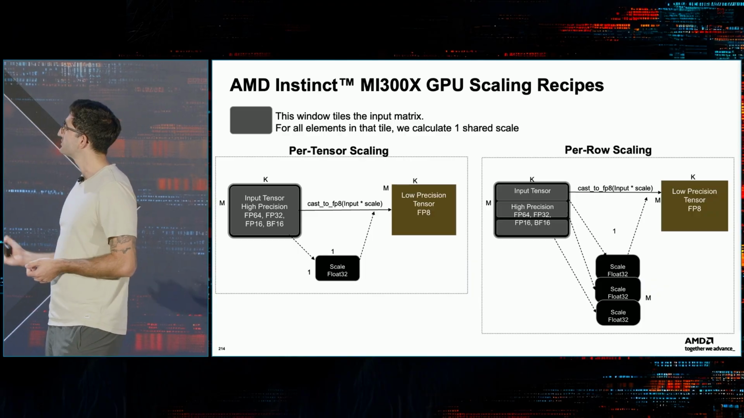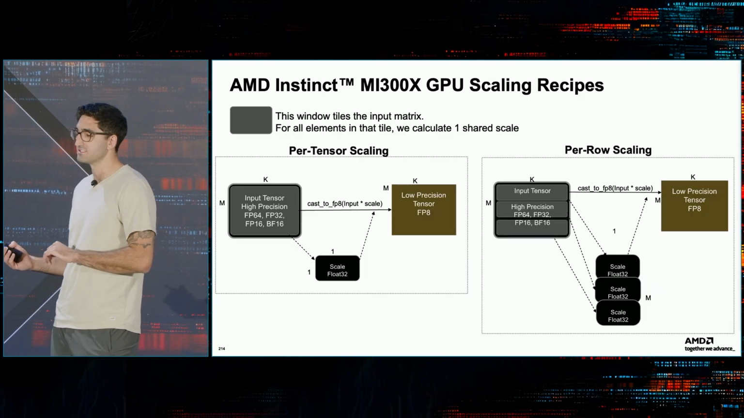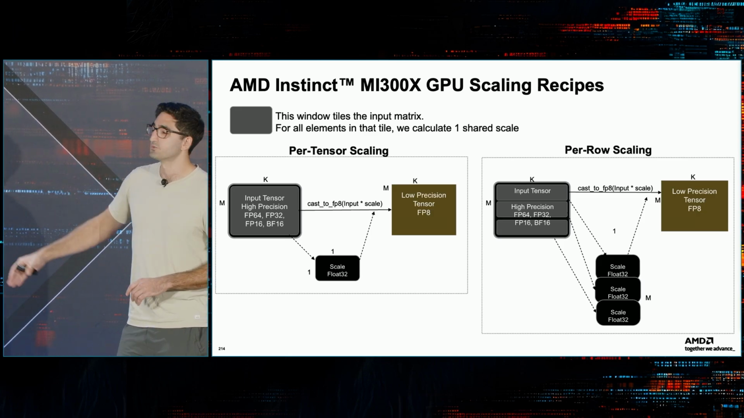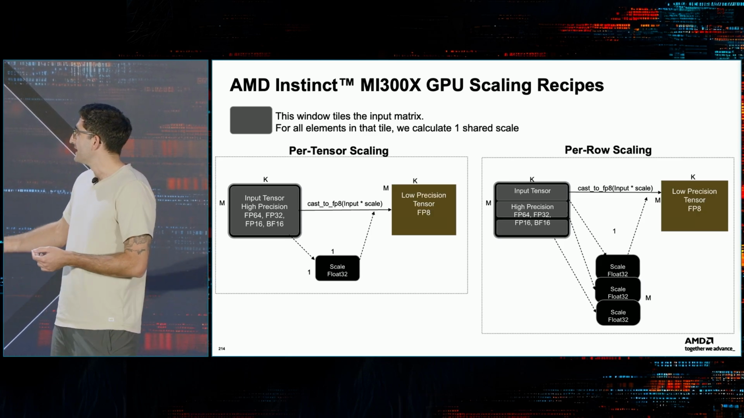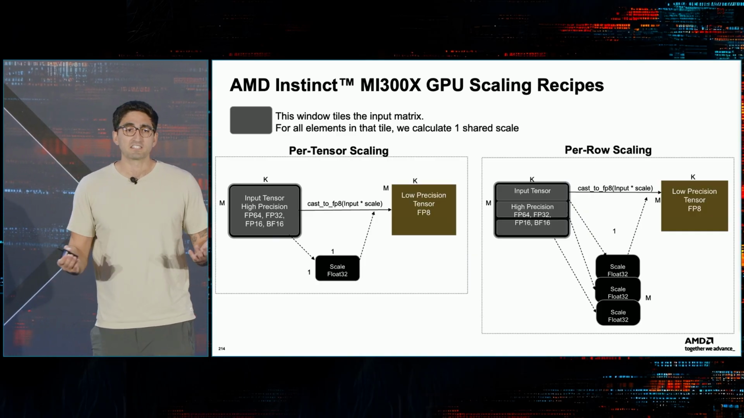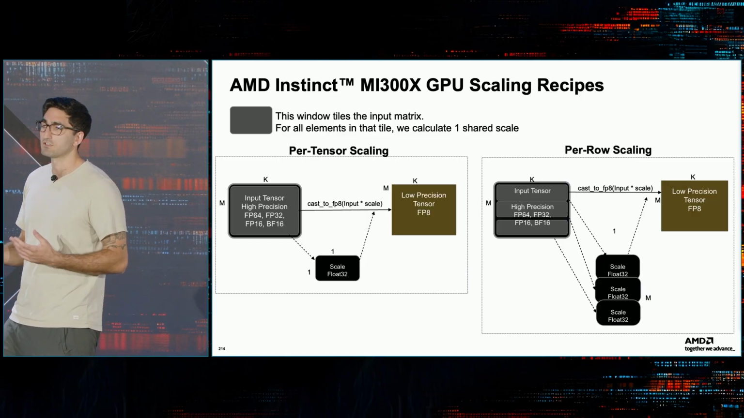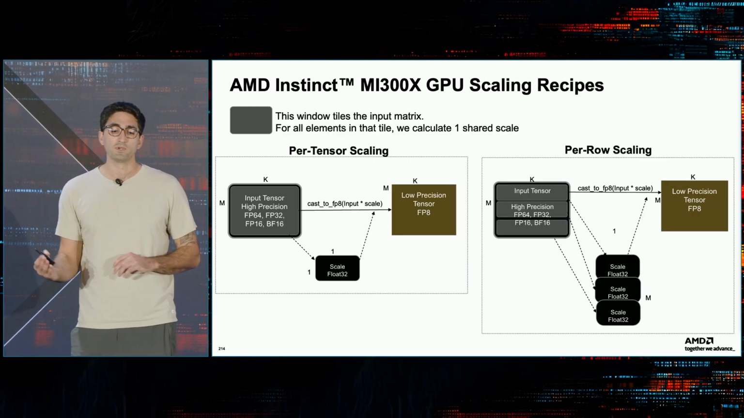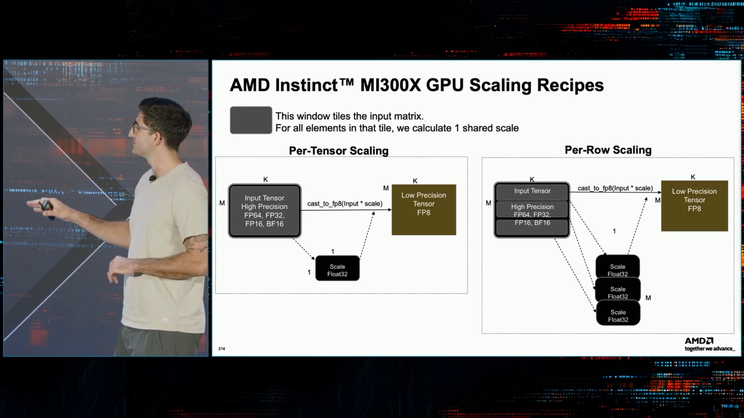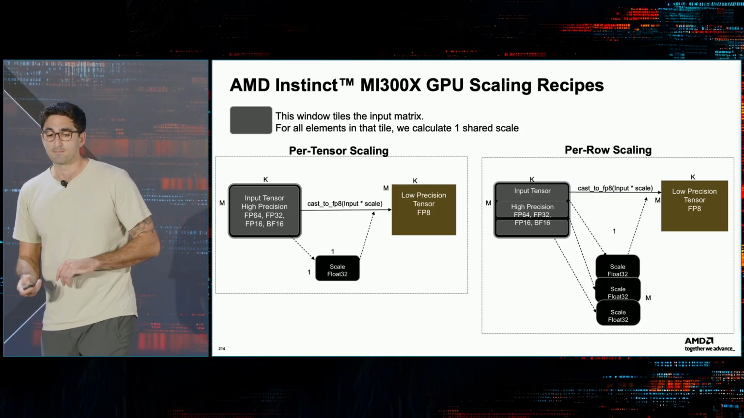For per-row scaling, as the name suggests, we change the window and how we map it onto the tensor. We have one window per row, so in this case our window size would be size m, and we're going to end up producing m scales. Ultimately, this gives us more total scales, and empirically, this reduces the impact of outliers and leads to lower reconstruction loss. Something to note: in both of these cases, the scales are stored directly in float32, and the low precision data is FP8.